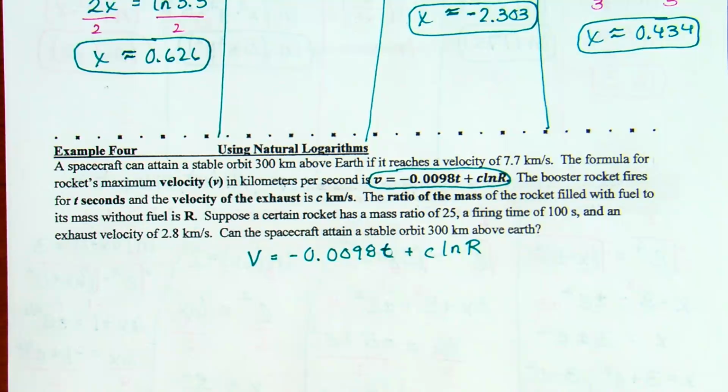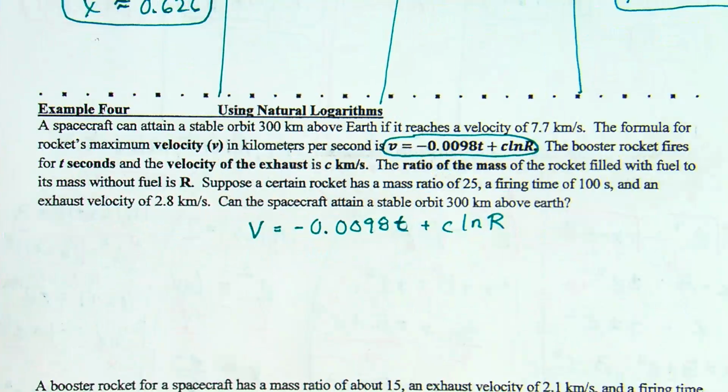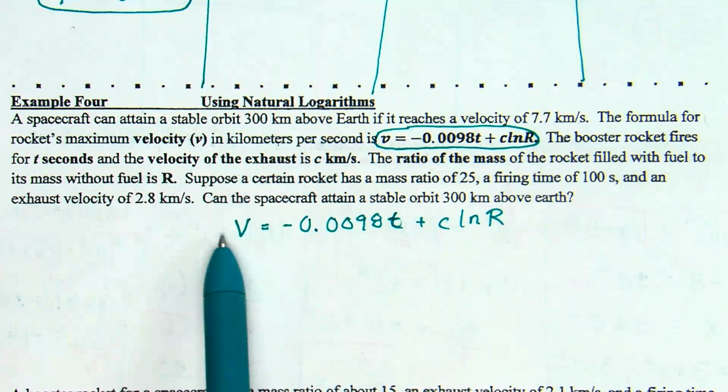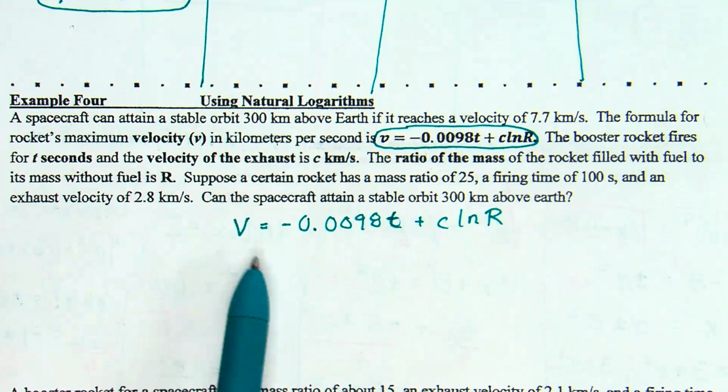Now, the question is, can a spacecraft maintain a stable orbit 300 kilometers above Earth? What is true in order to obtain a stable orbit? Go back and reread. We can attain a stable orbit 300 kilometers above Earth if it reaches a velocity of 7.7 kilometers per second. What does this equation find? The velocity. So what do we need? We need this velocity to be 7.7 or bigger. So, did they give us some information?